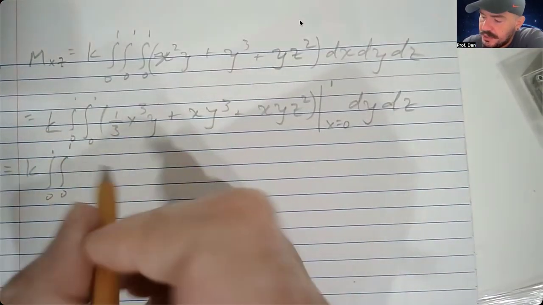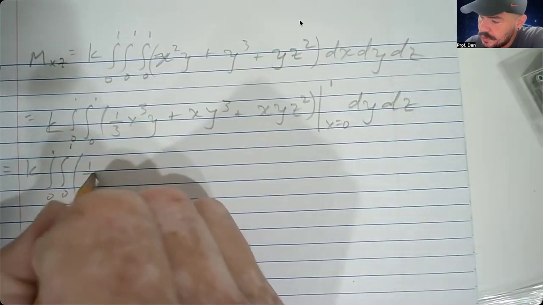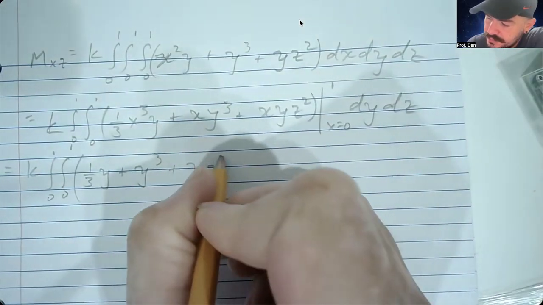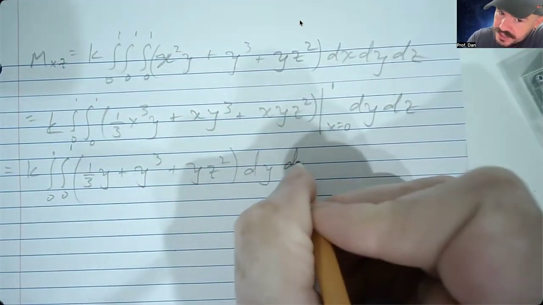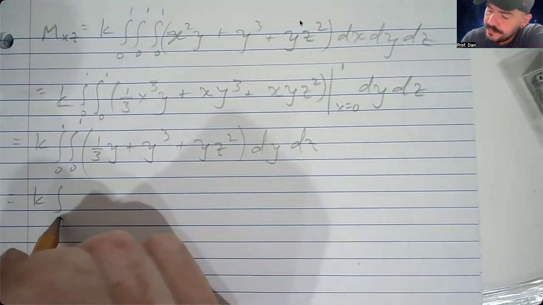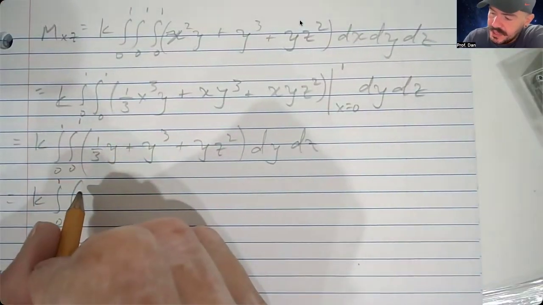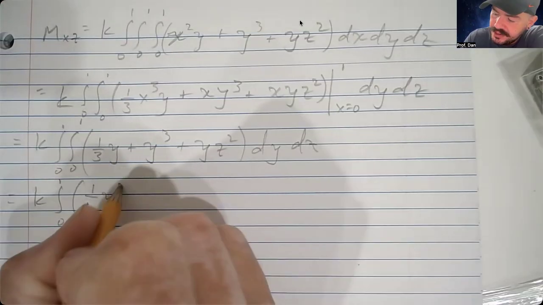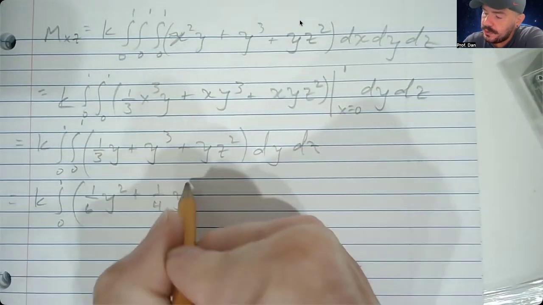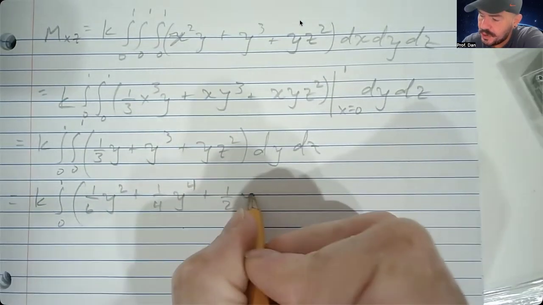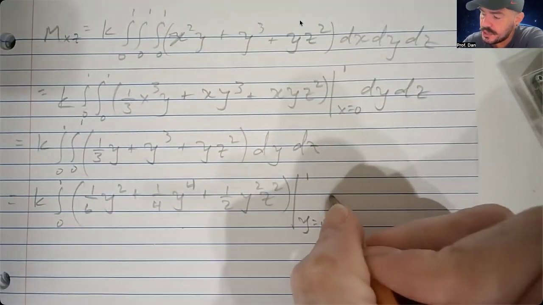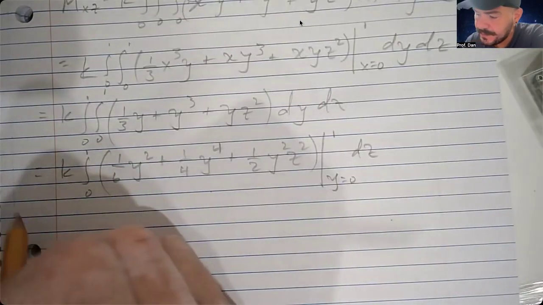So the integrand is going to become 1/3 y plus y cubed plus yz squared. Now when I go to take the second integral, the antiderivative I get will be 1/6 y squared, right? Dividing by 2 is how I got the 6, plus 1/4 y to the 4, plus 1/2 y squared z squared. We're evaluating that from y equals 0 to y equals 1, and then integrate with respect to z.